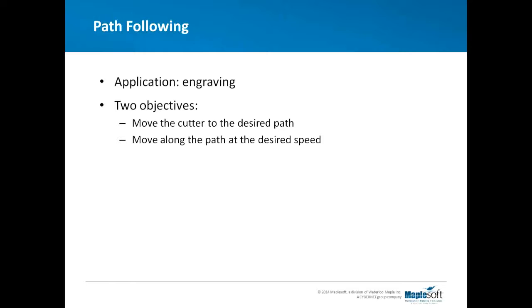We're going to be using these equations and building up a model here, and we're going to build up a controller based on the model that we have. The application that I've chosen here is engraving. If you have a robot arm cutting a path onto a surface, it's making that mark using an engraving tool. Really you have two objectives. You want to move that cutter to your desired path, and you want to move it along the path at a certain speed. If you go too fast, it might produce a rough edge, and if you move too slow, you're wasting time.